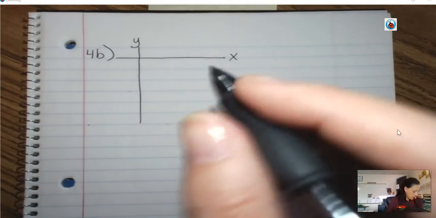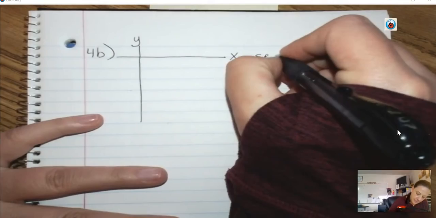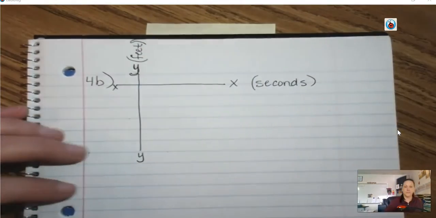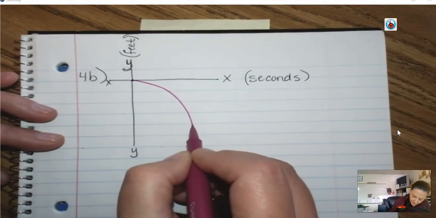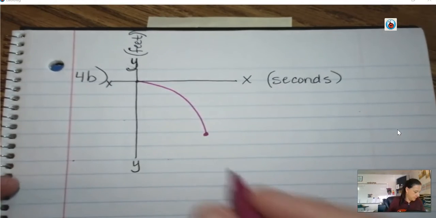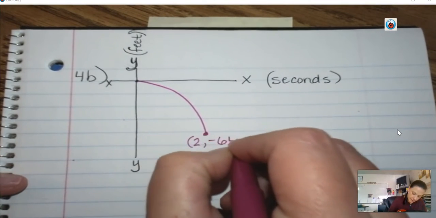Okay, this graph looks like this. This is your x-axis, this is the y-axis. The x-axis is seconds. The y-axis, it says, is feet. The graph for this looks like that. It only has like half of the quadratic, half of the parabola. And then it ends at positive 2, negative 64.